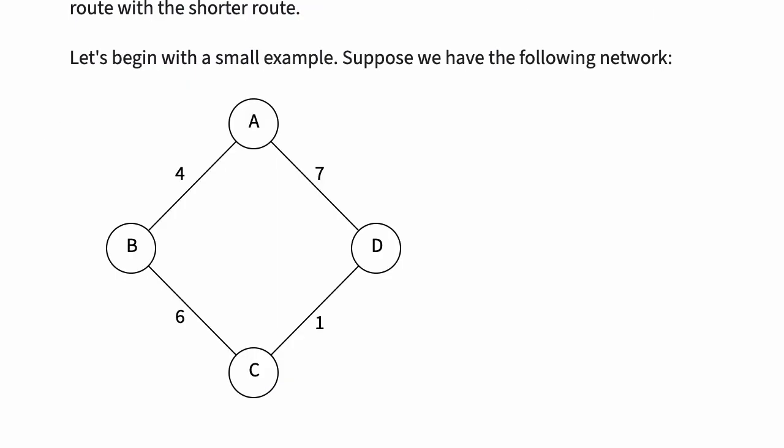As we can see from the graph, the original path from A to C was through B, and A to B is 4 and B to C is 6, so the total distance is 10. But when we go through D, A through D is 7 and D to C is 1, and 7 plus 1 is 8. So going through D is actually shorter than going through B.